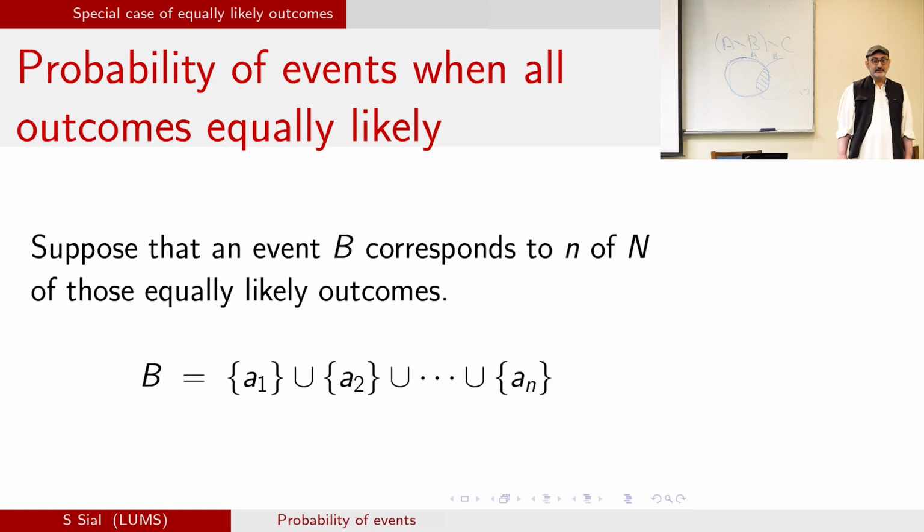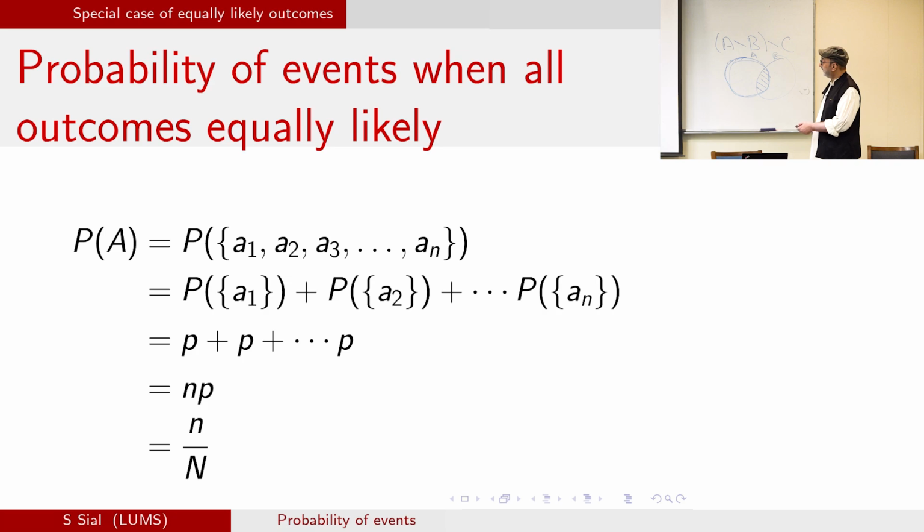Unions should be considered to be, in a sense, the sums of possible outcomes, not the sums of probability. Well, there were small n of these. Each one had a probability P, so nP. Okay, but what was P? P was 1 over capital N, the total number of outcomes in the sample space.